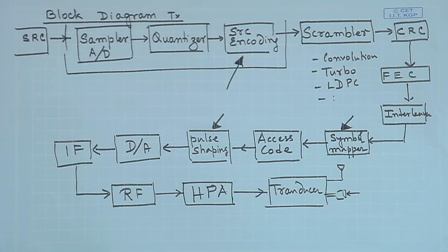At the receiver side, however, we will not only look at the corresponding blocks of the transmitter, but also we will look at some of the more important functions of the receiver, like synchronization, channel estimation, equalization, which will finally help us in designing the important parts of a basic transmitter receiver system.